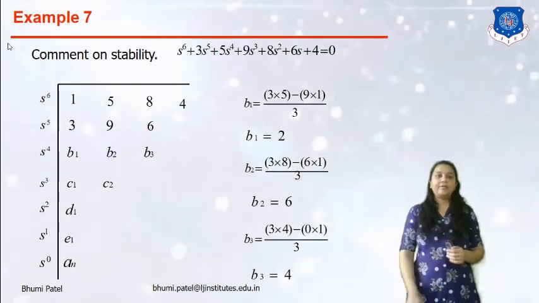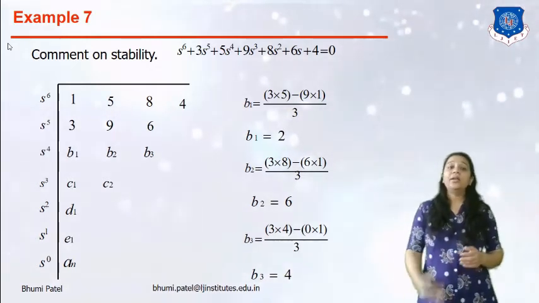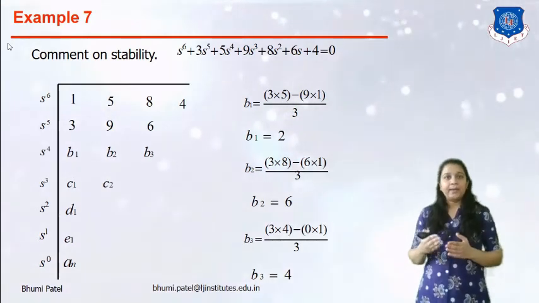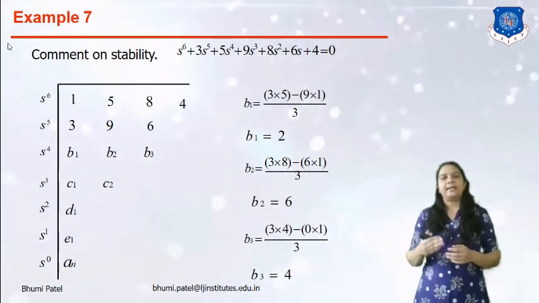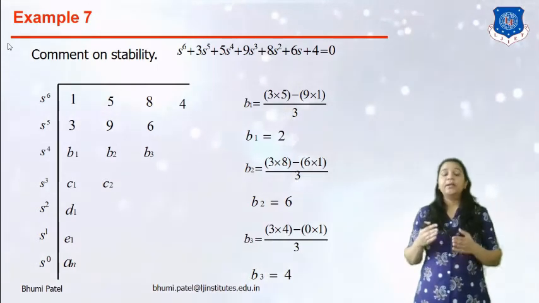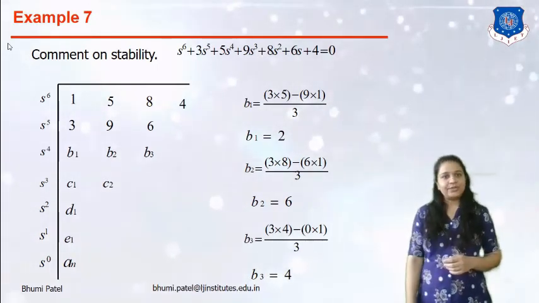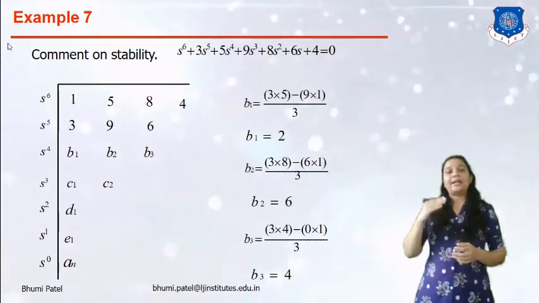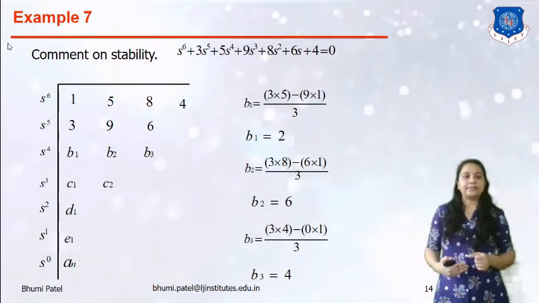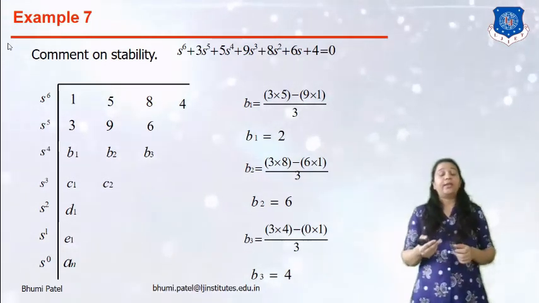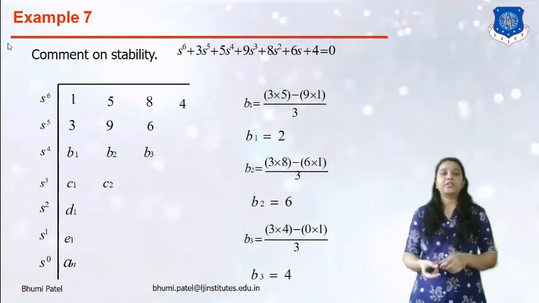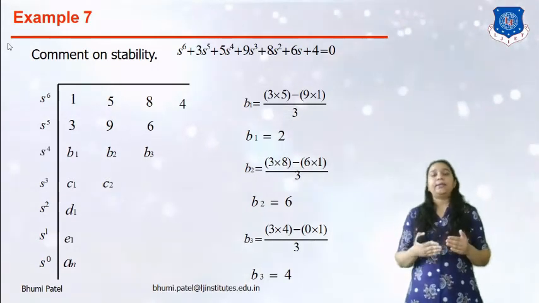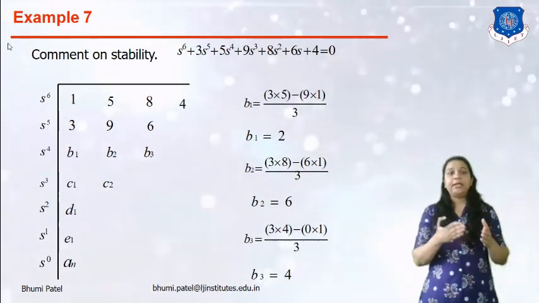The same example is given. Example number 7. The equation is s raised to 6 plus 3s raised to 5 plus 5s raised to 4 plus 9s cube plus 8s square plus 6s plus 4 is equal to 0. So first of all we have to draw the routh table starting with s raised to 6 and ending with s raised to 0. We can write the coefficients one by one. So 1, 5, 8, 4, and in s raised to 5 the coefficients are 3, 9, 6.